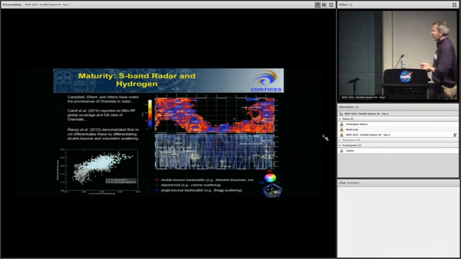So this is volume scattering relative to epithermal neutrons. Again, we have a decent trend. And then this is double bounce in comparison.